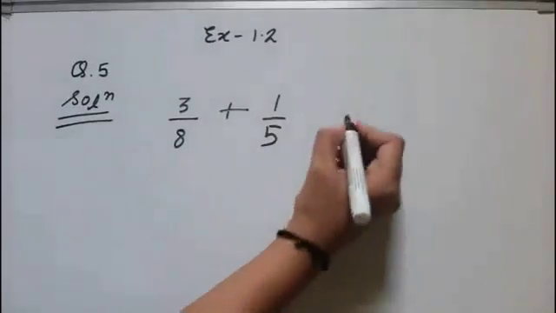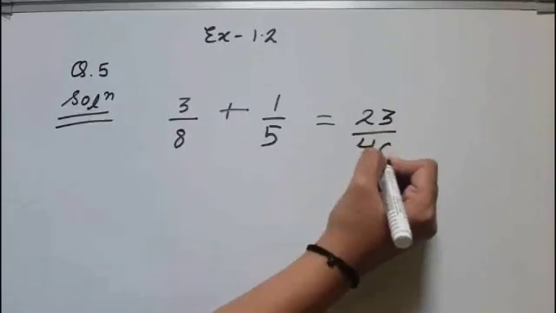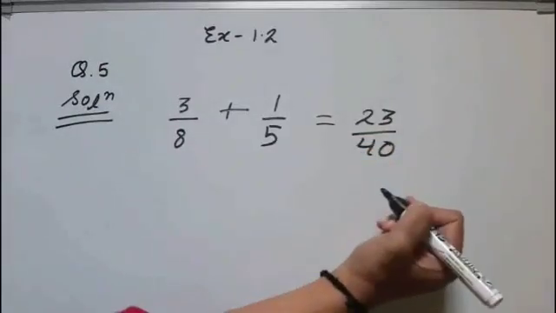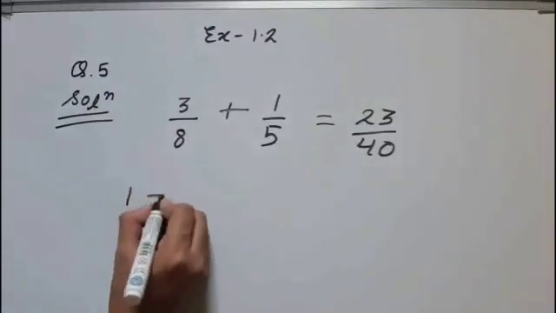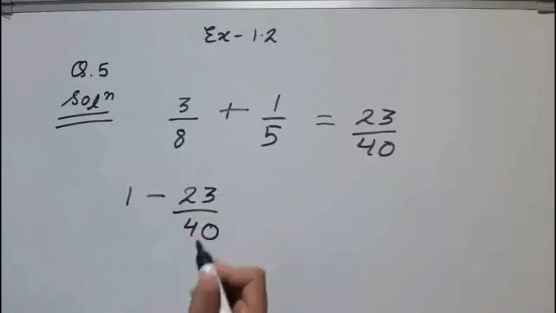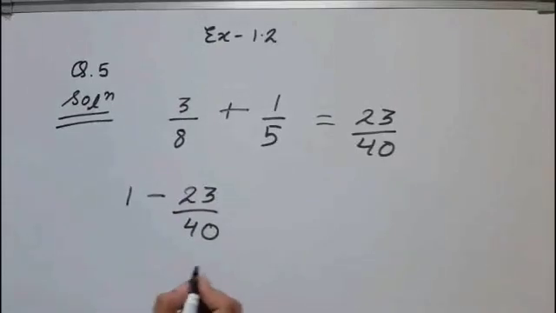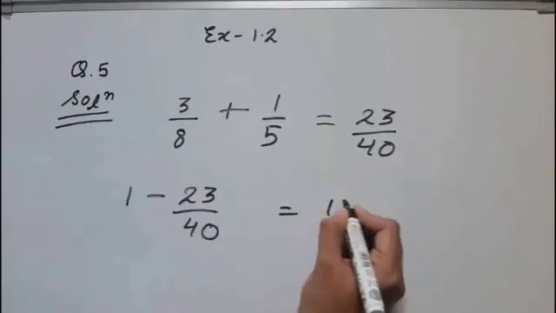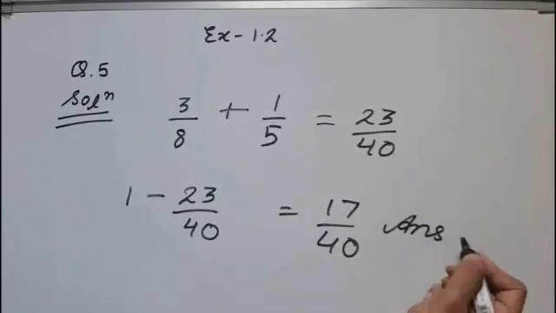So after adding you will get 23 upon 40. So the remaining people will take coffee. So we have to subtract 23 upon 40 from the whole, that is 1. So after subtracting you will get the fraction 17 upon 40. So 17 upon 40 is the answer.